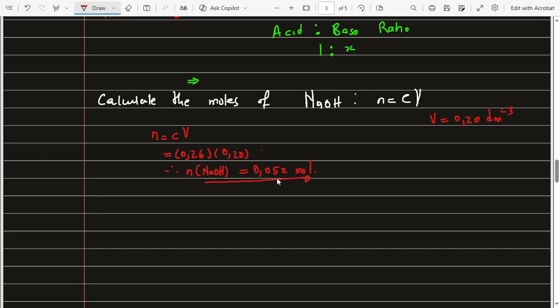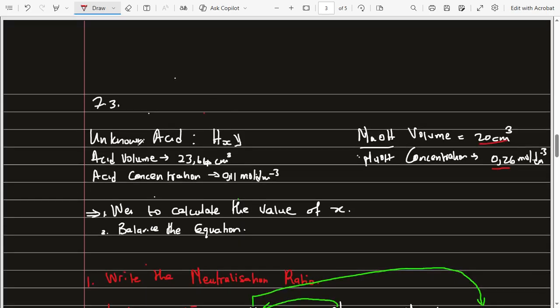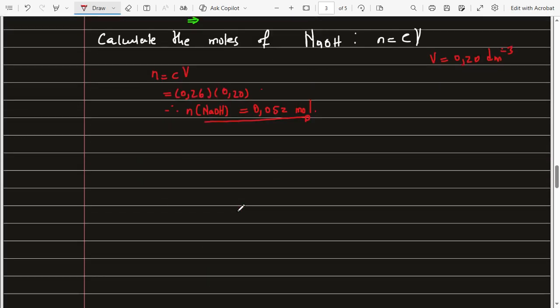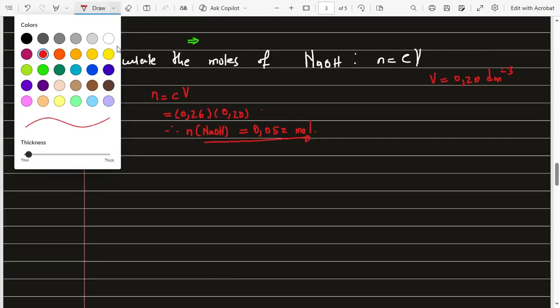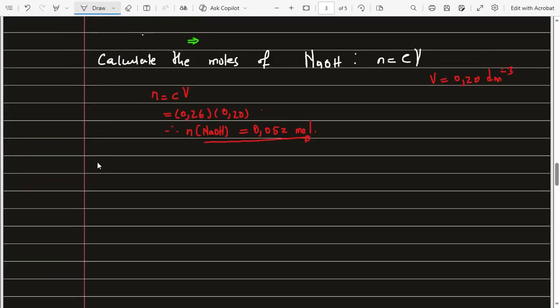Right. So now that you have the moles, I need you to calculate the moles of an acid. You calculate the mole of the acid and also the mole of that base. We already have the mole of the base. We need to calculate the mole of the acid. Okay, for an acid, we need to do the same. What is your volume for the acid? It was given as 23.64 centimeter cube. Therefore, if you divide that by 1,000, what do we get?